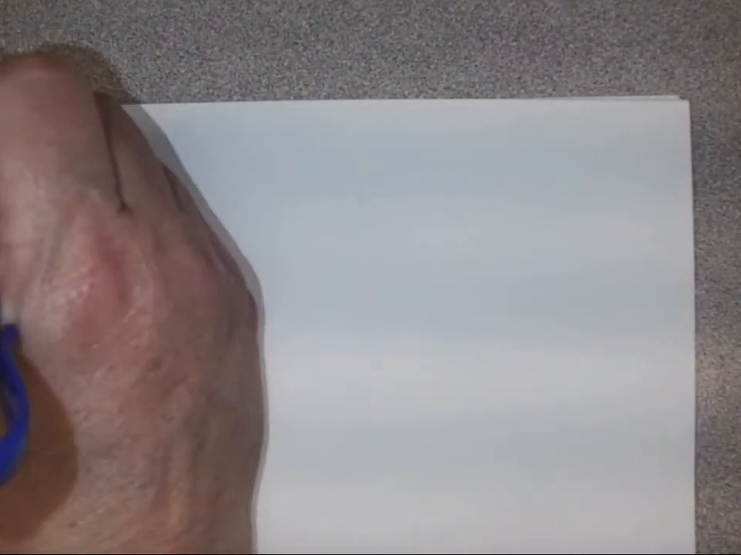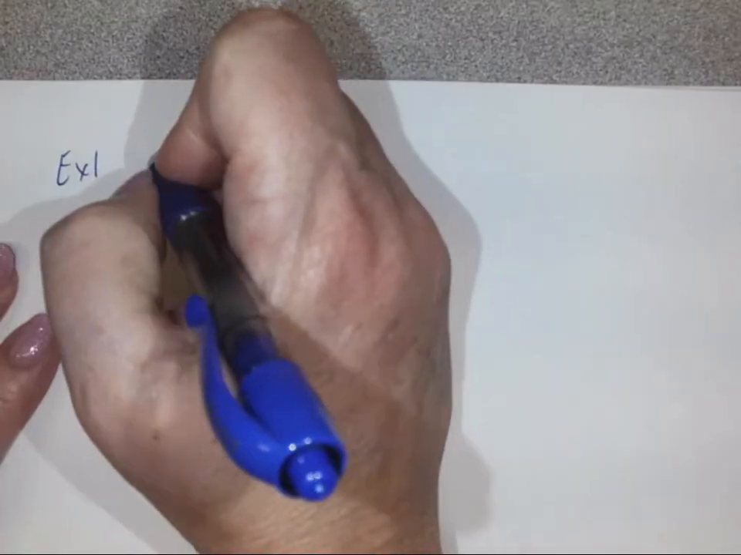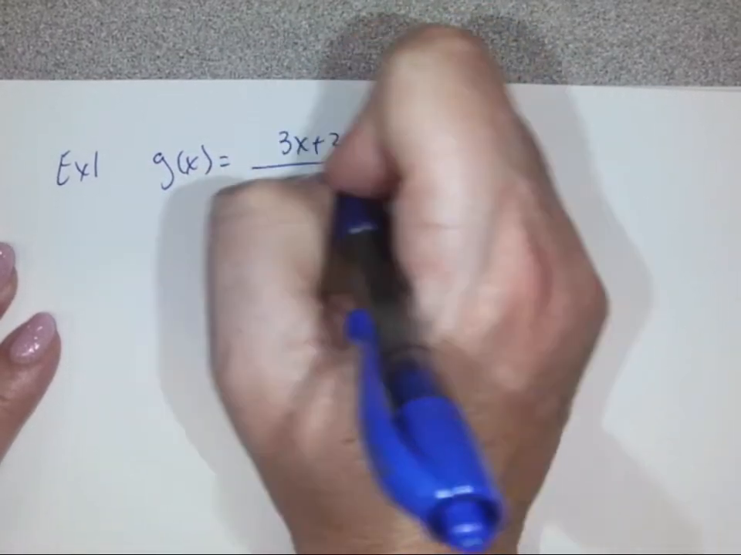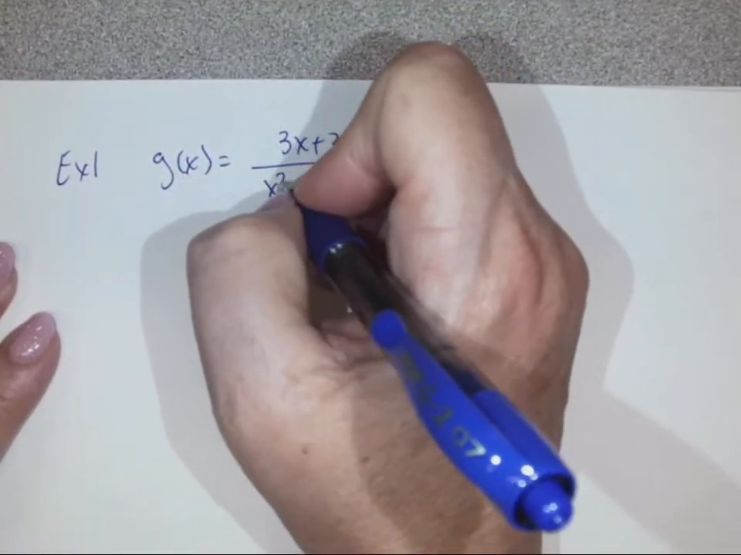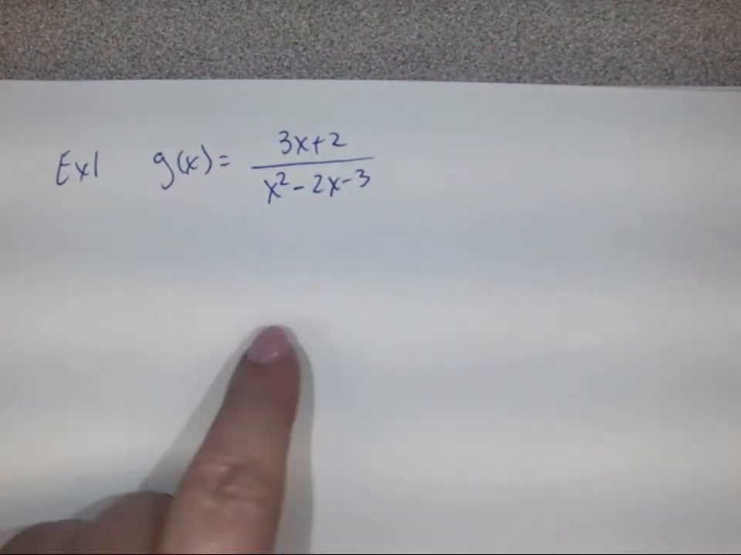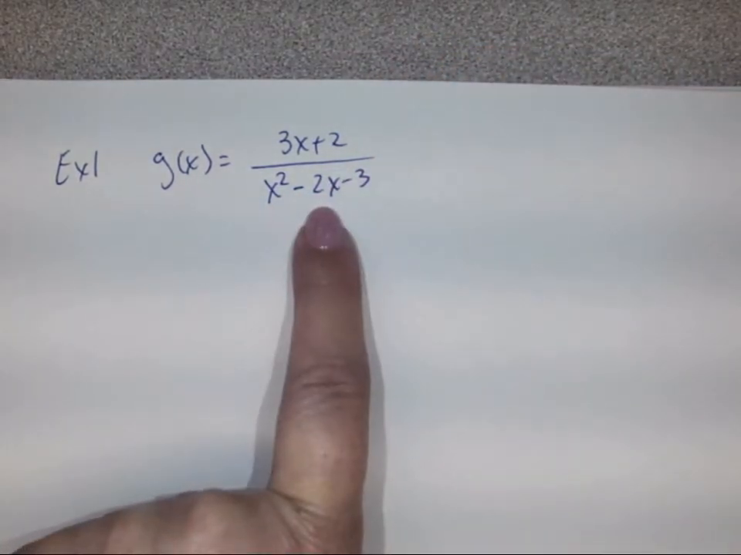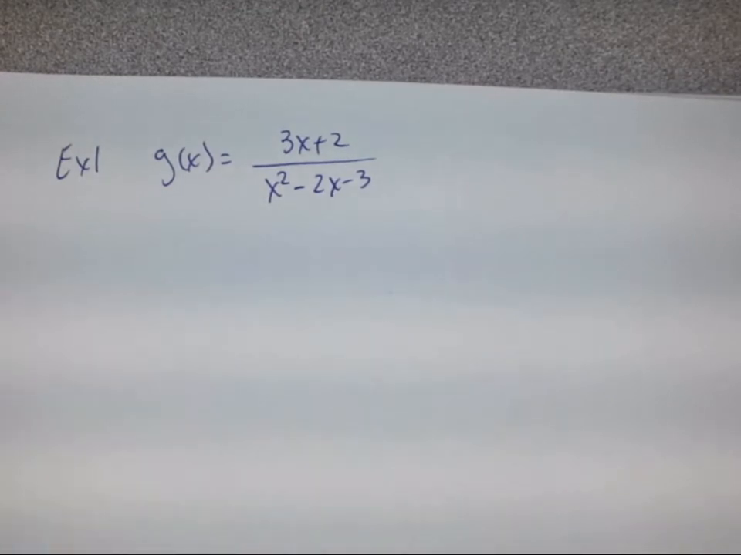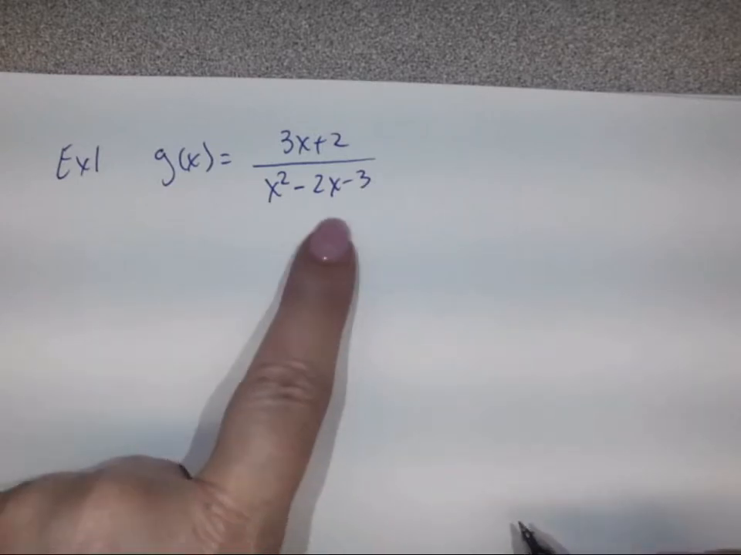So when we're looking at example 1, and we have g of x is equal to 3x plus 2 over x squared minus 2x minus 3, the first thing we're going to have to do is factor this. Now, I like to factor with the AC method. You can factor it any way that you want to. This one's kind of easy to see.